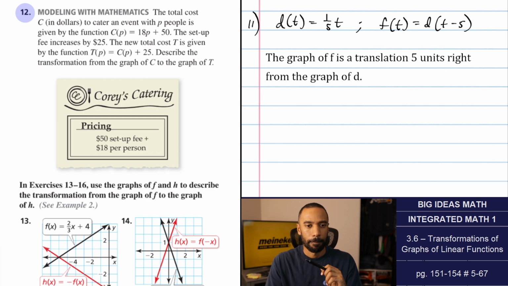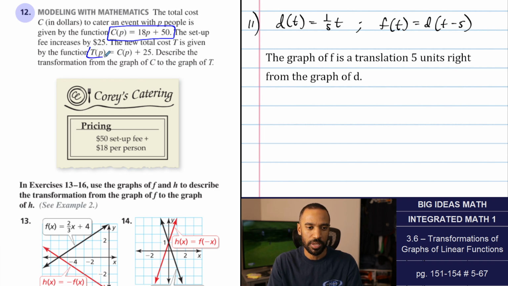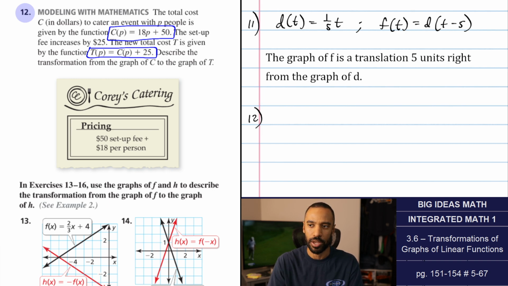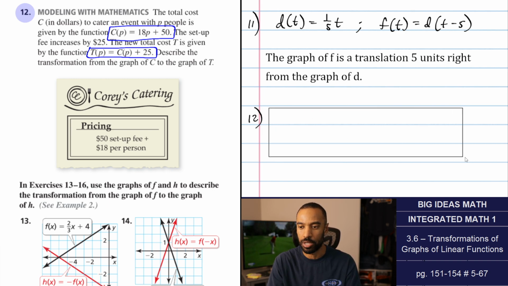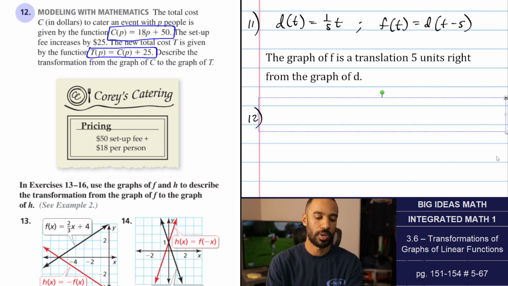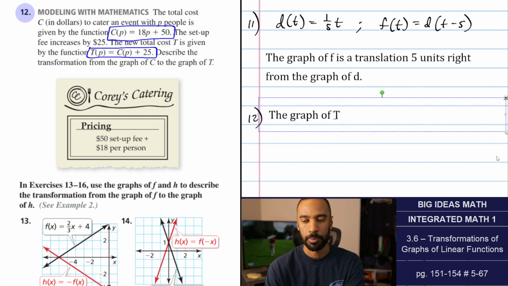Number 12. The total cost C in dollars to cater an event with P people, I'm just going to go and box them this time, is given by this function here. The setup fee increases by $25, so the new total cost will be C of P plus 25, with this T of P. Describe the transformation. So again, they have some information around the problem. They even show the Corey's catering thing right there. The more that they make equations for us, the more I hope that we understand how we can make those equations for ourselves eventually. But here we can say the graph of T, capital T, is a translation 25 units up.